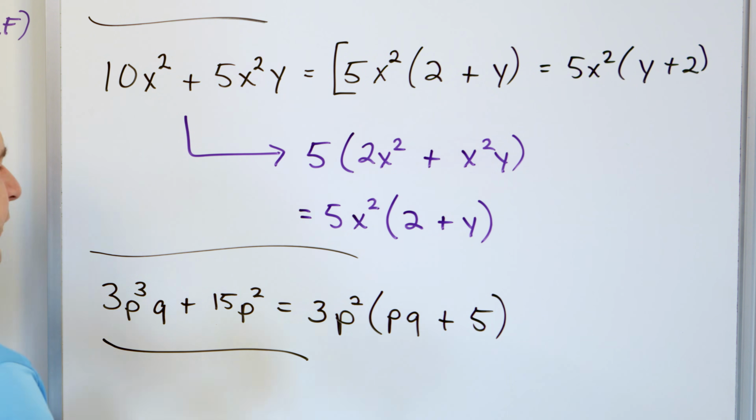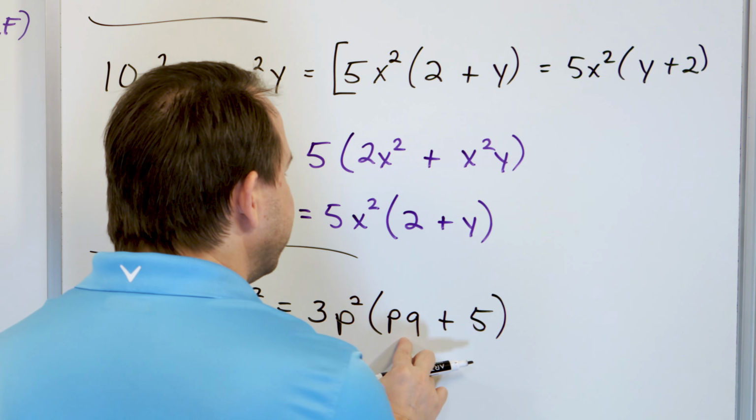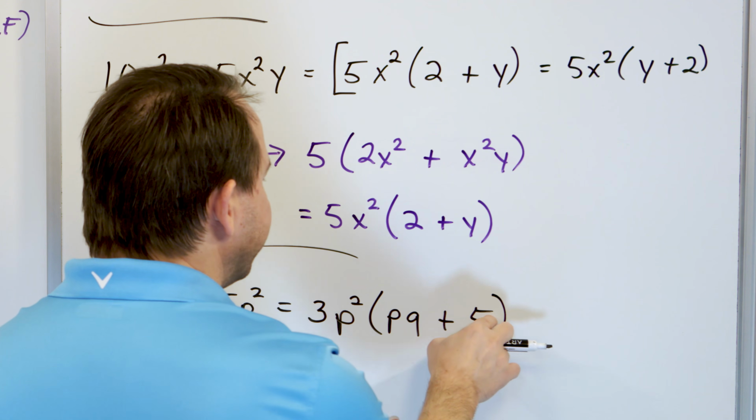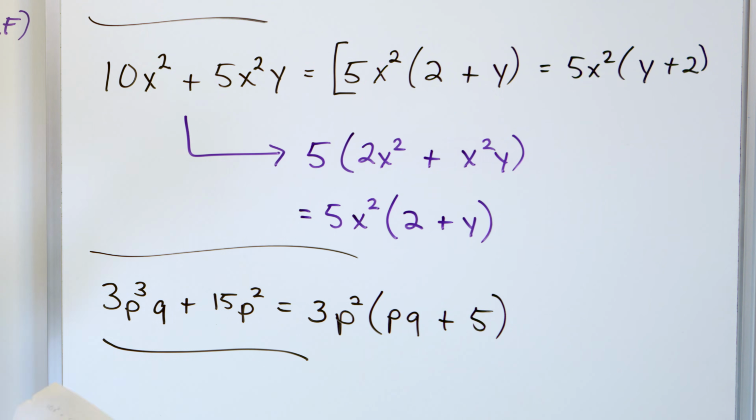And you can always double check yourself. Is there anything common to these terms on the inside? And there is not. There's a 1 here, there's a 5 here, there's no q's or p's over here, so I can't pull anything else further out.